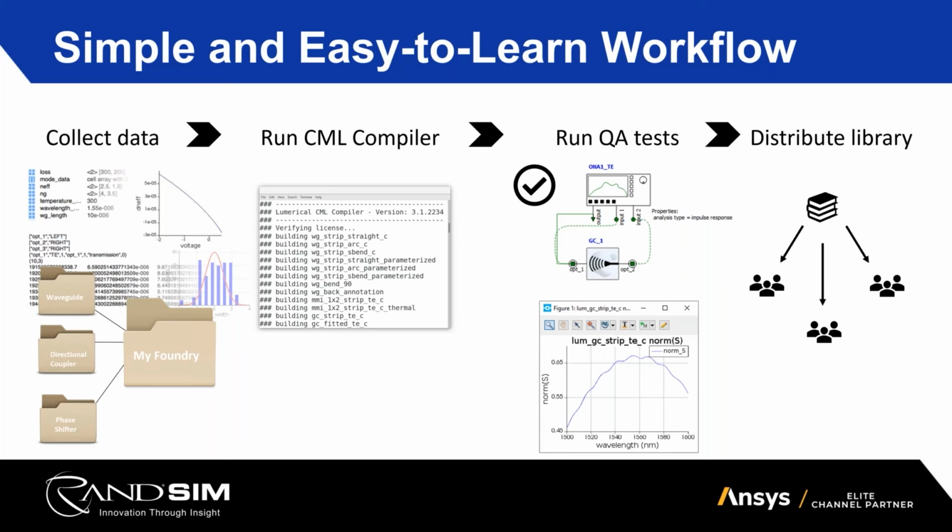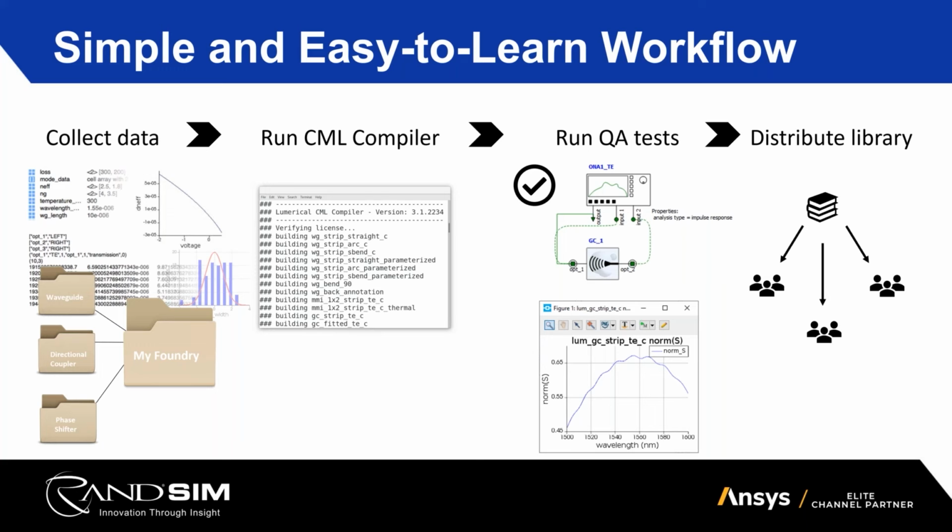The CML compiler provides tons of templates for different models, and when users try to build their own compact model library, they just need to go into the model template and update the data. The data can come from any resource, like experimental data, measurement data, simulation data, and so on. Once you update the data, you can run the CML compiler.